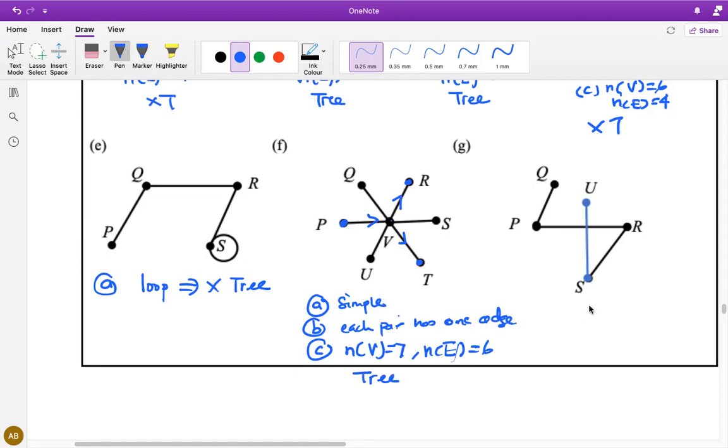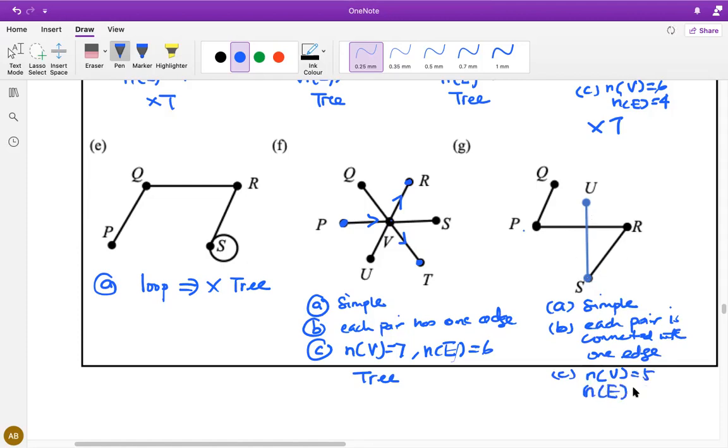G. Is this a tree? All right. A. Yes. Simple graph. B. Each pair is only connected with one edge. Okay. Each pair is connected with one edge. Sorry, one. All right. And then C. Let's check the number of vertices. 1, 2, 3, 1, 2, 3, 4, 5.